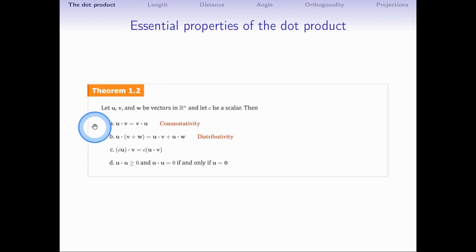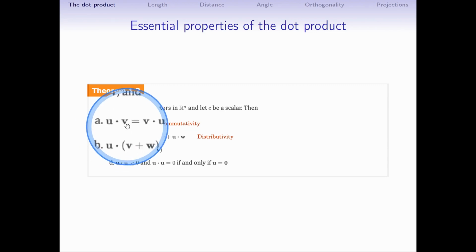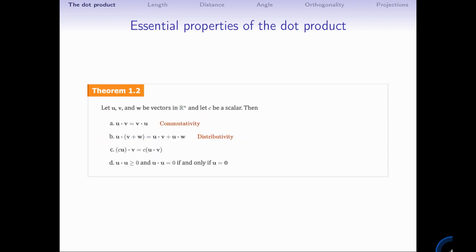All right, property A, the dot product is commutative, and what that means is it doesn't matter if I form the dot product in the order U dot V or V dot U, either way I'm going to get the same result. So we say that the dot product is commutative.